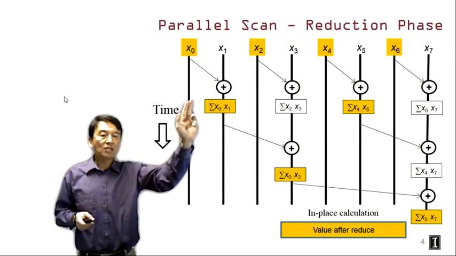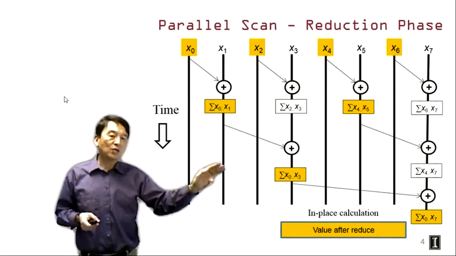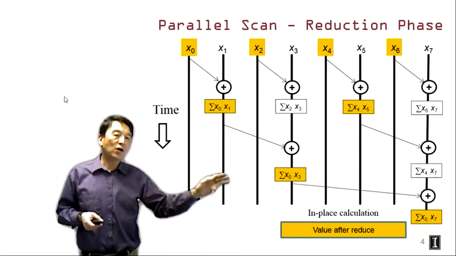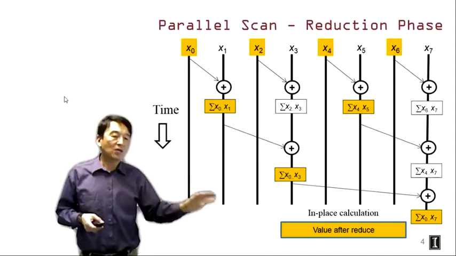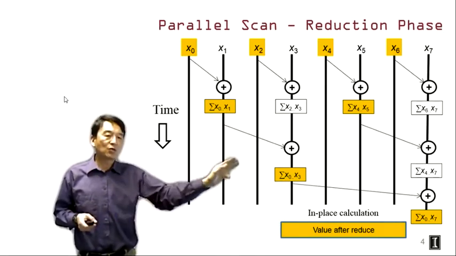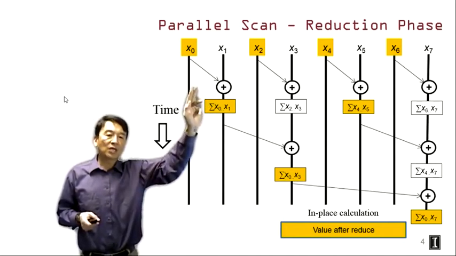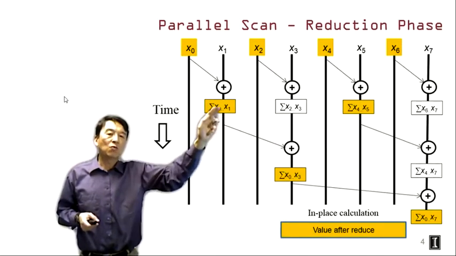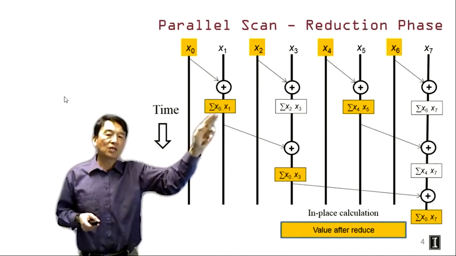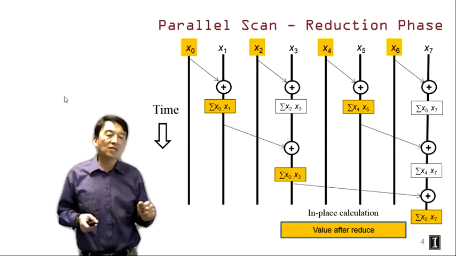And in the first iteration, we're going to form pairwise 2-element sums of neighbors. And then in the next iteration, we're going to form 4-element sums from these 2-element sums. And again, we're going to be using neighbors. And finally, we're going to form 8-element sums from 2 4-element sums. And as you can see, we're going to be doing in-place calculation, meaning that some of the element positions will be updated from the original value into these partial sums. And some of the sums are going to give us the final value.